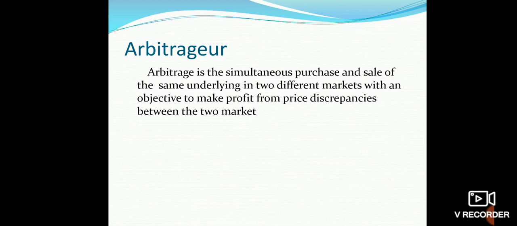So they are going to take advantage of that, and they are going to purchase in the market where the prices are less, and sell it in the market where the prices are more. So this is what is called arbitrage transactions, and the person who is doing this is called an arbitrager, and they are all participants in the derivative markets.